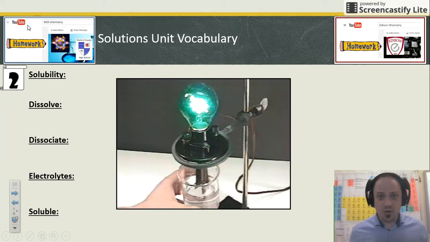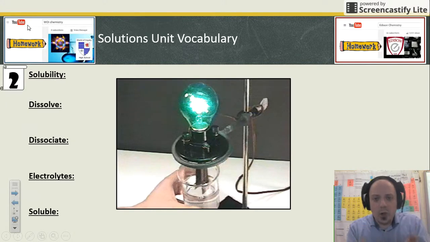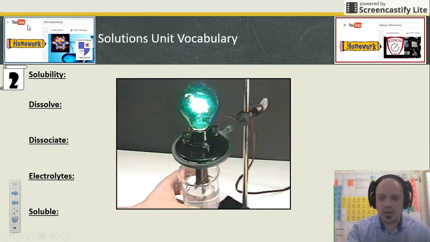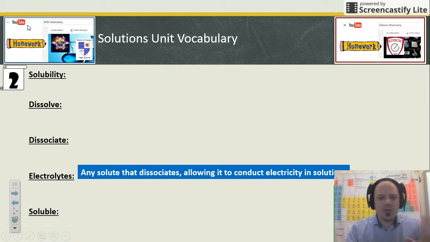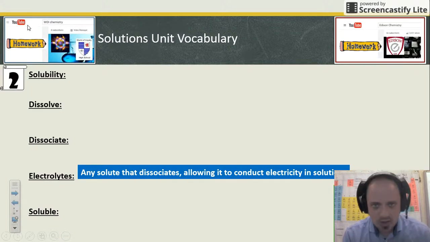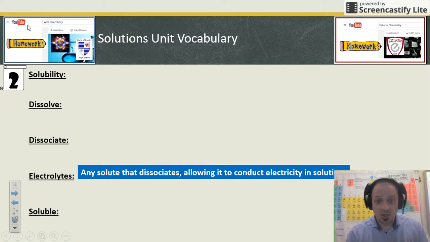Electrolyte, I just used the word. What does it mean? It means that the light will light up. No, it doesn't. Electrolyte means the liquid is able to conduct electricity. Electrolyte means able to conduct electricity as a liquid. So any solute that dissociates, ionic compounds, allowing the water to conduct electricity is considered an electrolyte. So salts dissociate and are electrolytes.